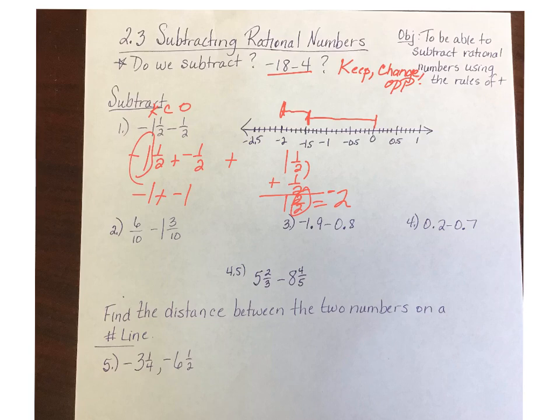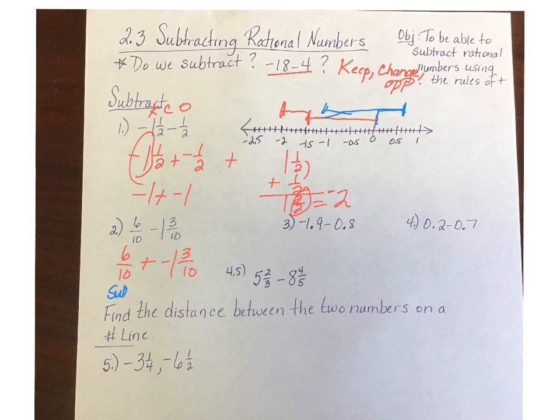Okay? So 6/10 minus 1 3/10. Keep, change, opposite, which is negative 1 3/10. If I look at that on a number line, okay, I'm going to change my colors. If I go over to 6/10, it's going to the right, 6/10, right here, and I add negative 1 3/10, I'm going back this way, aren't I? And what am I really going to do? We're really going to subtract, aren't we?